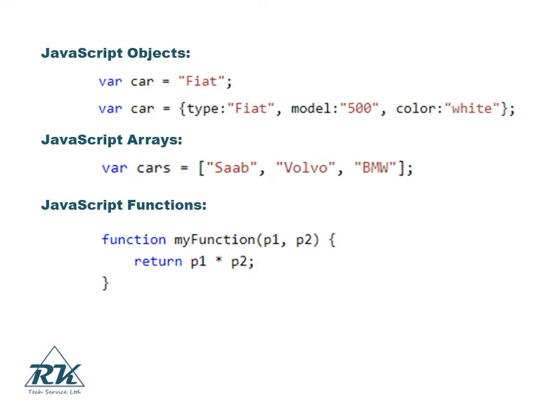JavaScript arrays. JavaScript arrays are used to store multiple values in a single variable. We can store both variables and objects in the array. Please find here one simple example of a JavaScript array.